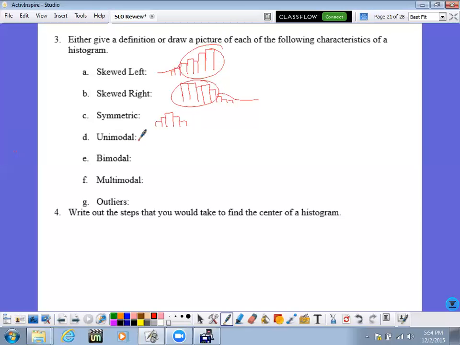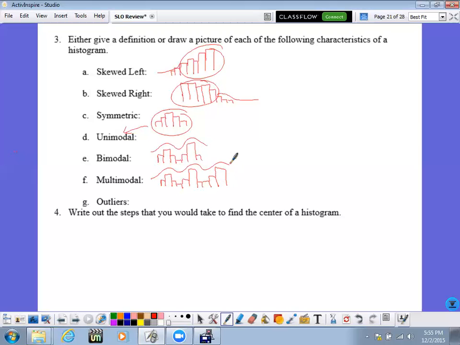Unimodal, remember we were dealing with how many modes that you had. We talked about how many humps that you have. So unimodal would be something just like this. So I'm just going to draw you an arrow so we don't have to waste time. Bimodal is going to have 2 humps. So you go up, back down, back up. That's bimodal. And then multimodal is just going to have more than that. So could have 3, could have 4, anything more than that.